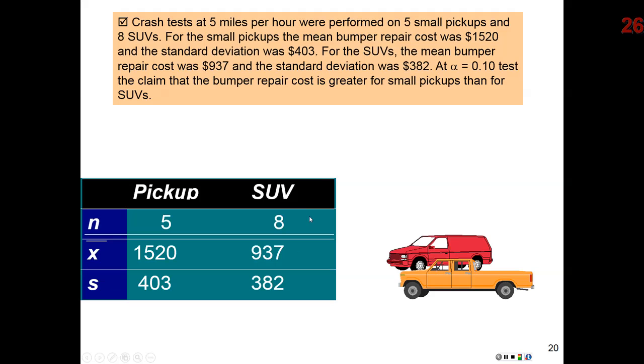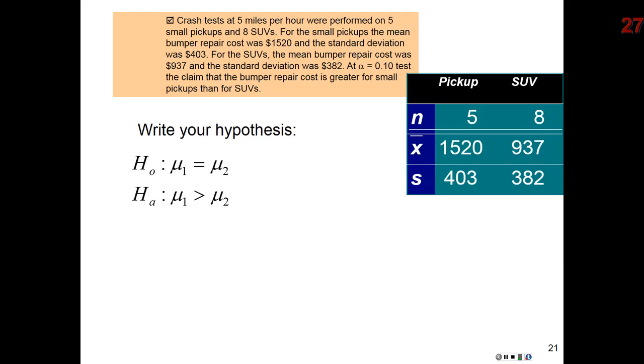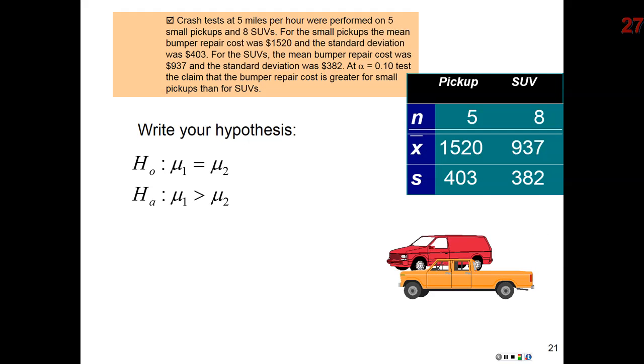We got two means, one for pickups and one for SUVs. Mean 1 is equal to mean 2, and that would be your null, right? Okay, and what would be your alternative? Mean 1 is greater than mean 2. Very good. So that's how you would write your null and alternative hypothesis.